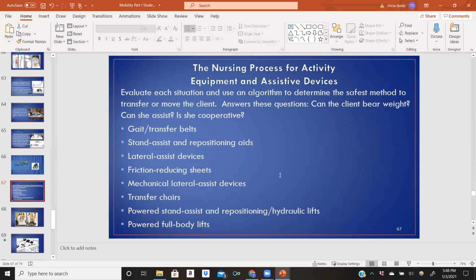Can the client bear weight? Did they just have a surgery on their foot? Did they have a debridement? Did they have a toe removed? Did they have a break? Are they even able to bear weight? That's the first thing you want to know.